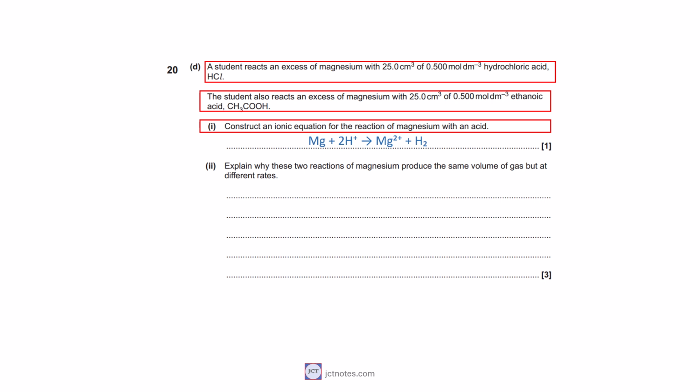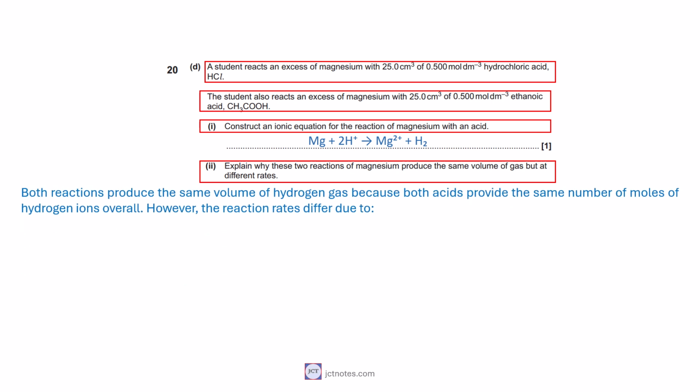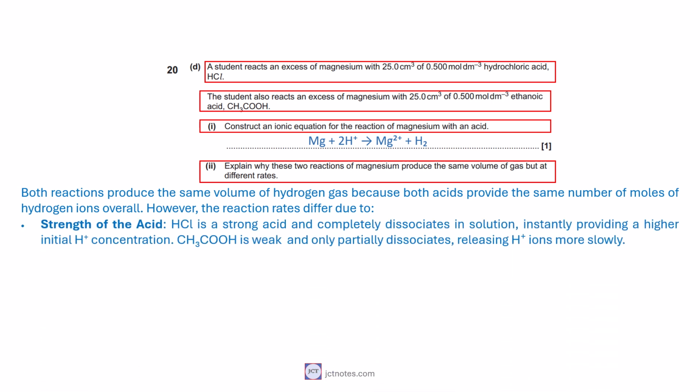In the second question, we are asked to explain why these 2 reactions of magnesium produce the same volume of gas but at different rates. Exam tip: since this part of the question is worth 3 marks, the examiner is likely looking for three distinct points. Bullet points help to identify key ideas, helping to score full marks. The reaction rates differ due to strength of the acid. Hydrochloric acid is a strong acid and completely dissociates in solution, instantly providing a higher concentration of proton ions. Ethanoic acid is a weak acid and only partially dissociates, releasing protons gradually.